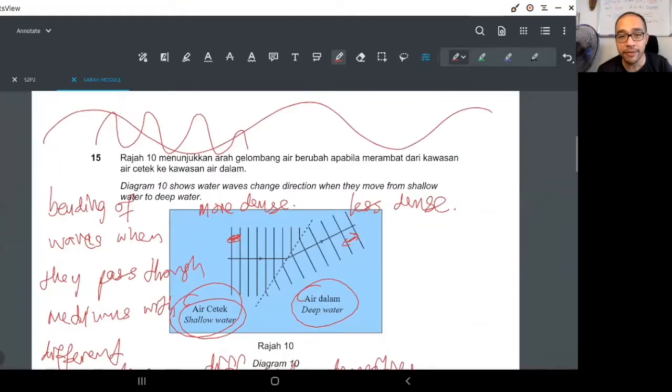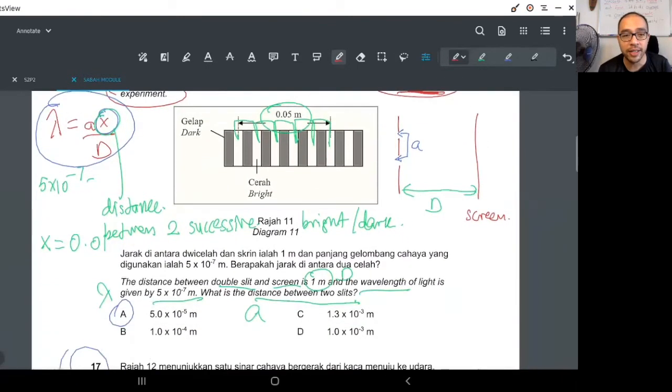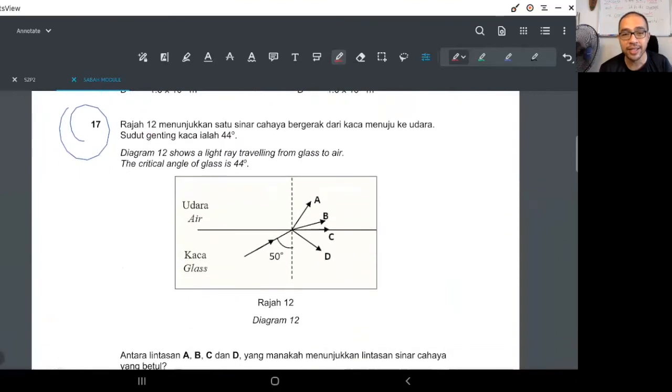Light comes after waves. So you kind of know that after this question, the next question is 17, wave. Diagram 12 shows the light ray traveling from glass to air. We find that there is this word critical angle. When we talk about critical angle, we're talking about total internal reflection.